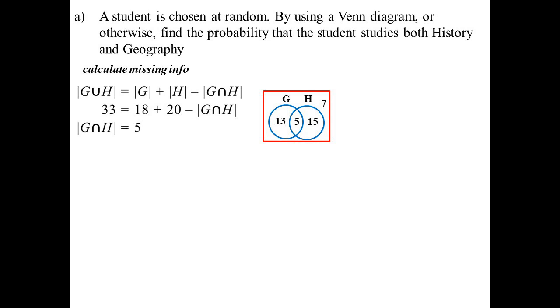I now should be able to solve our probability problem. Find the probability that the student studies both history and geography. Well, 5 is in the intersection, so 5 out of 40, 1 in 8.